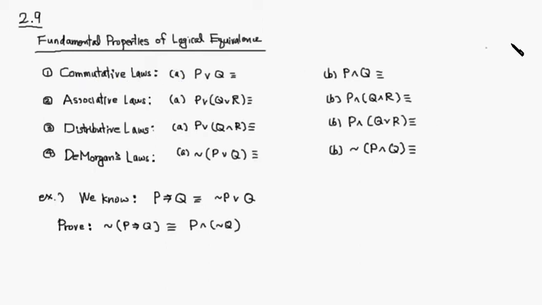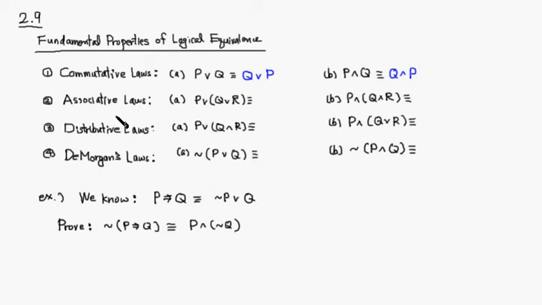If you look at P or Q, it is logically equivalent to Q or P. So the order in which you take the disjunction doesn't make any difference. And the conjunction is the same way. P and Q is logically equivalent to Q and P, right?